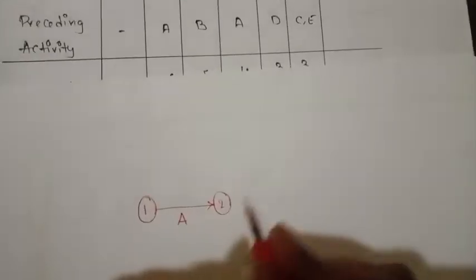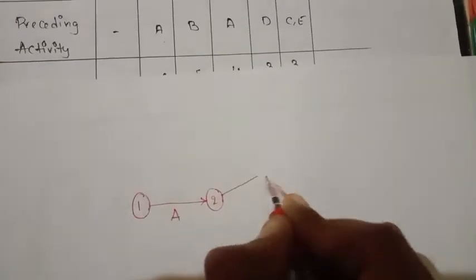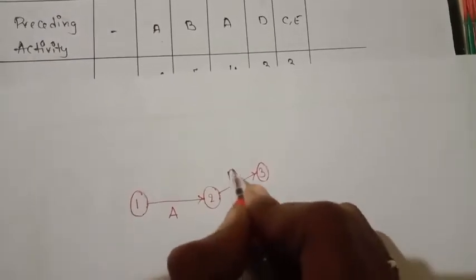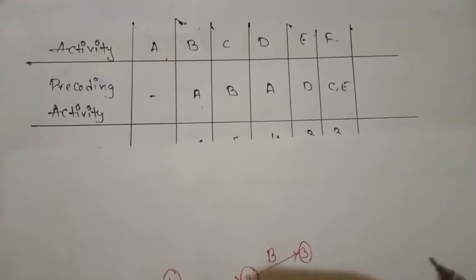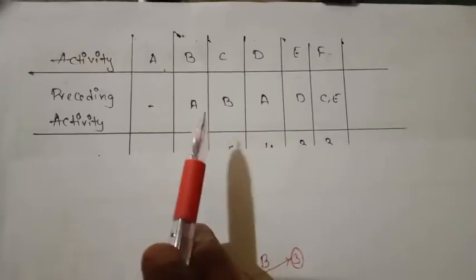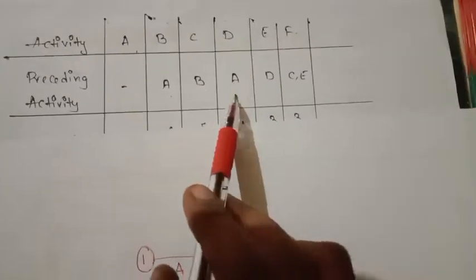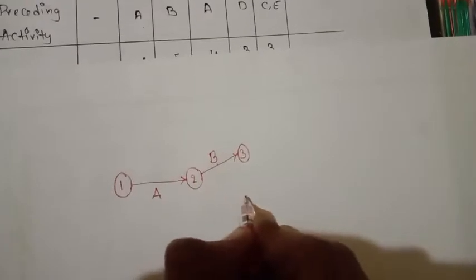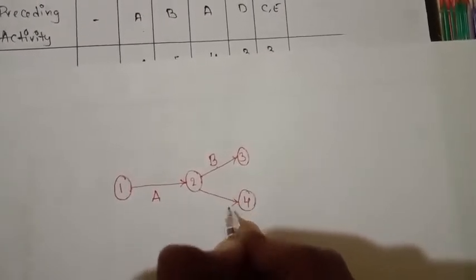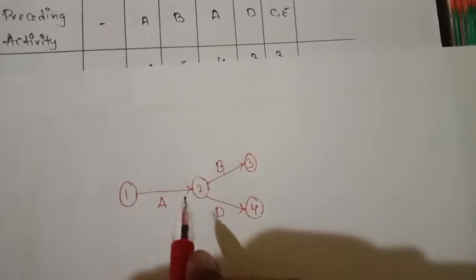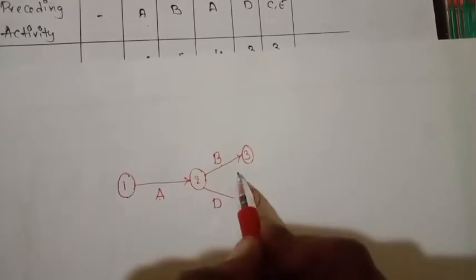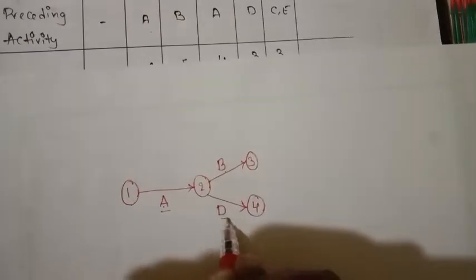For activity B, the preceding activity is A. That means from A onwards, we take B. Let us check whether any other activity has A as its preceding activity. For D also the preceding activity is A. Let us draw it. So for A there is no preceding activity, for B the preceding activity is A, and for D also A.